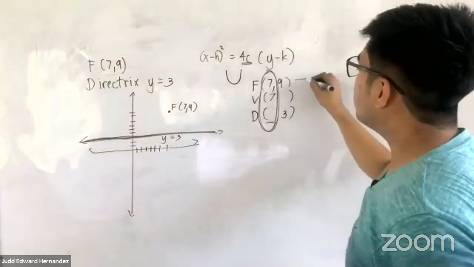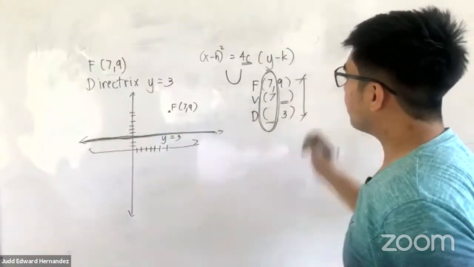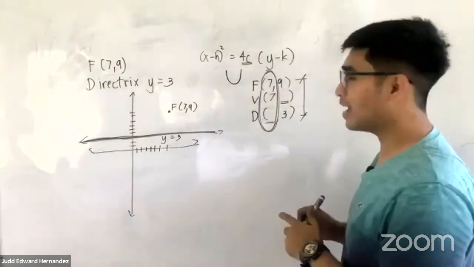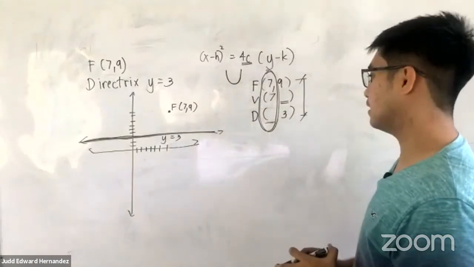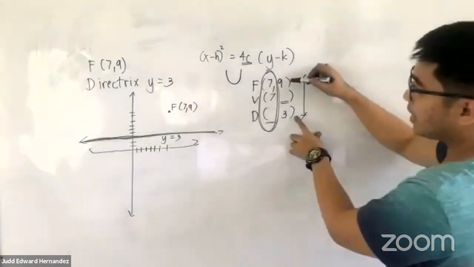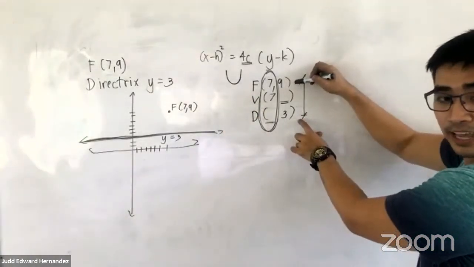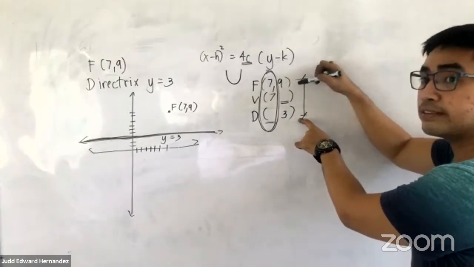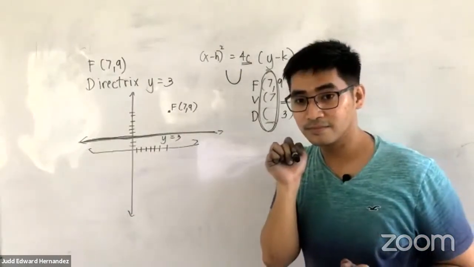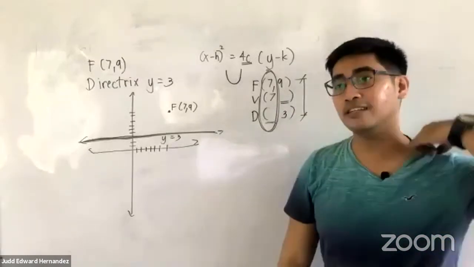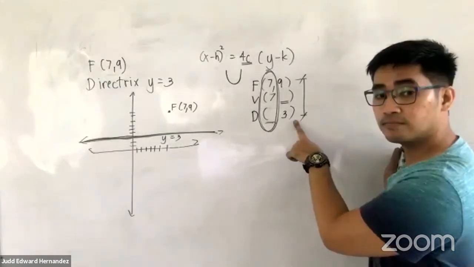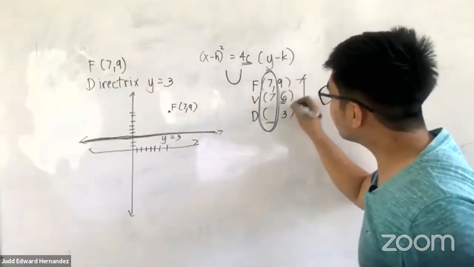Sir, paano ko naman makukuha yung y coordinate ni vertex? Napakadali lang nung gagawin natin. Kung si vertex ay nasa gitna ng 9 and 3, paano natin kinukuha yung gitna? We add and then divide by 2. So that is 9 plus 3 equals 12, divided by 2 equals 6. Therefore, this is now the vertex.